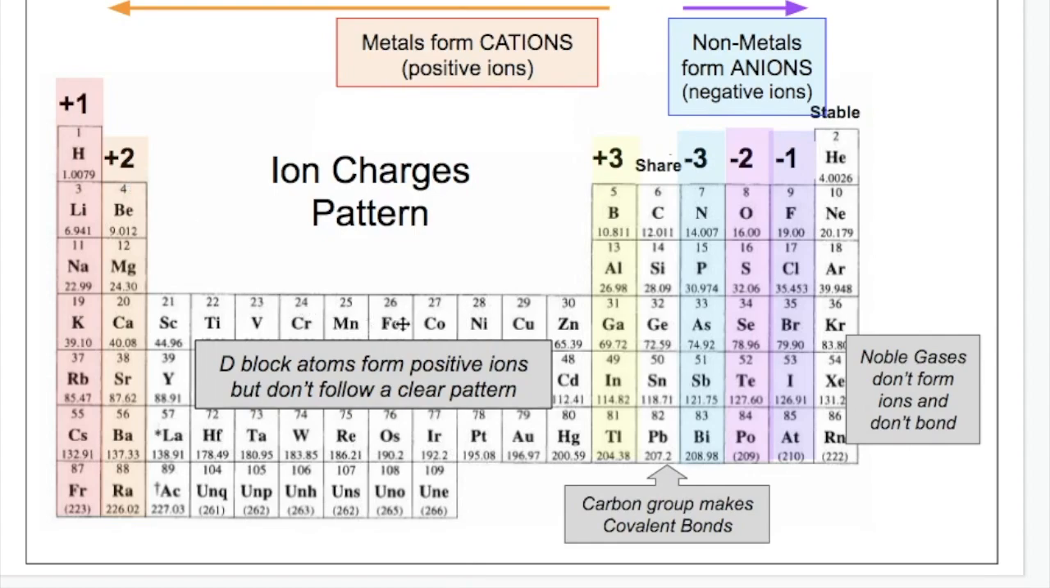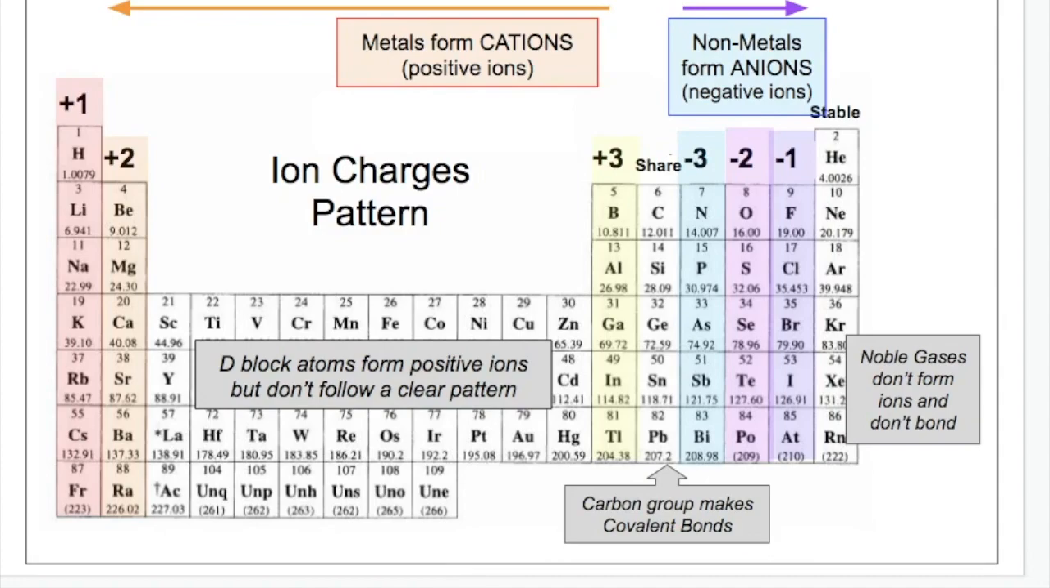We skip the D block because they don't really follow a clear pattern, but then all of these are +3. This group, they tend to just share electrons in covalent bonds and don't form ions. But then the next group, -3, because now they're gaining electrons, -2, -1, and then the noble gases are stable. So let's say this pattern going across left to right together, and hopefully you'll start to memorize the pattern then.